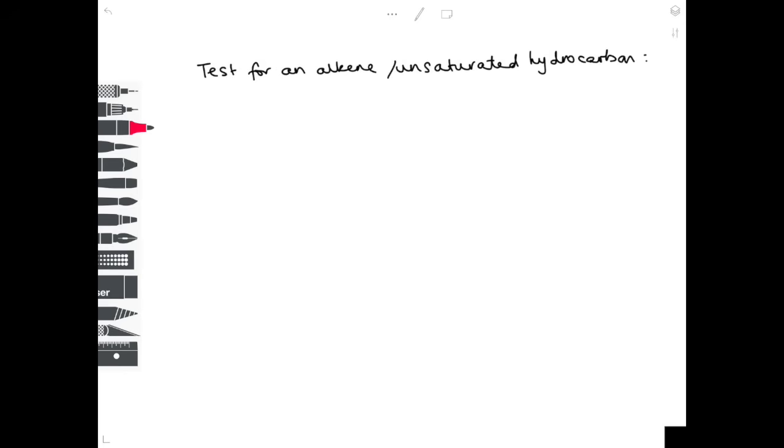So effectively you're testing for the presence of the C double bond C. What you'd write as your answer is that you add bromine water, and in terms of your observations, what you would see is that it would go from orange to colourless. Let's actually look at an example. So we'll take ethene.